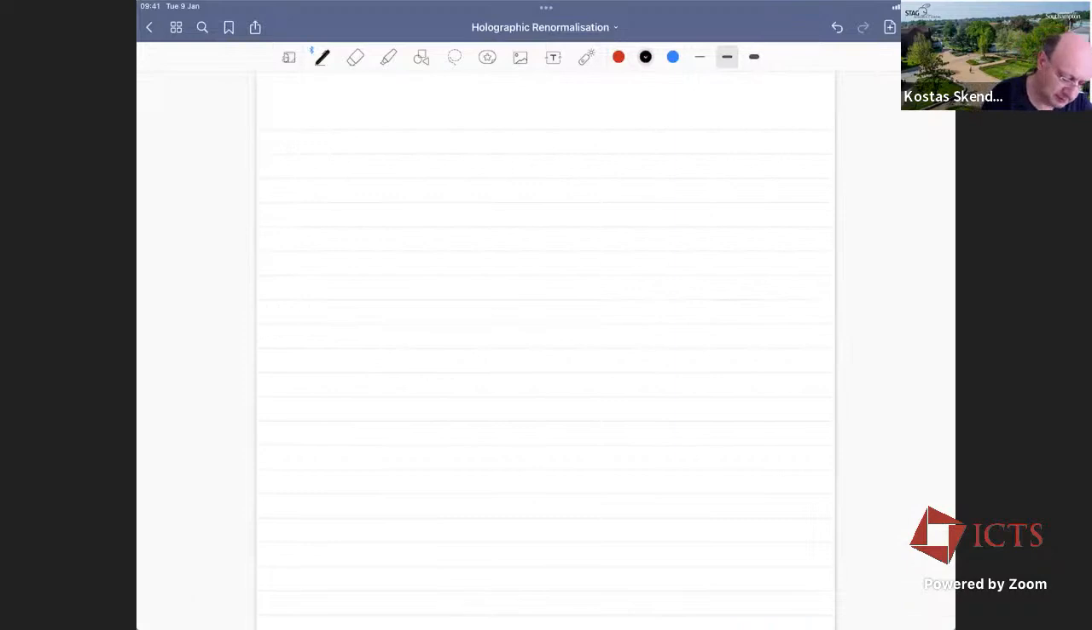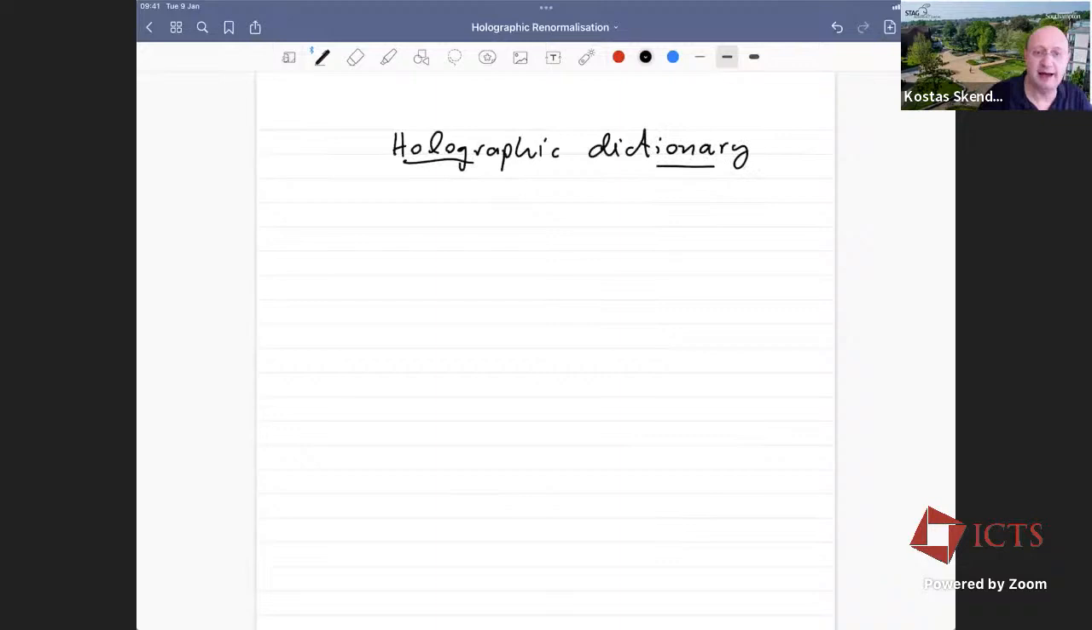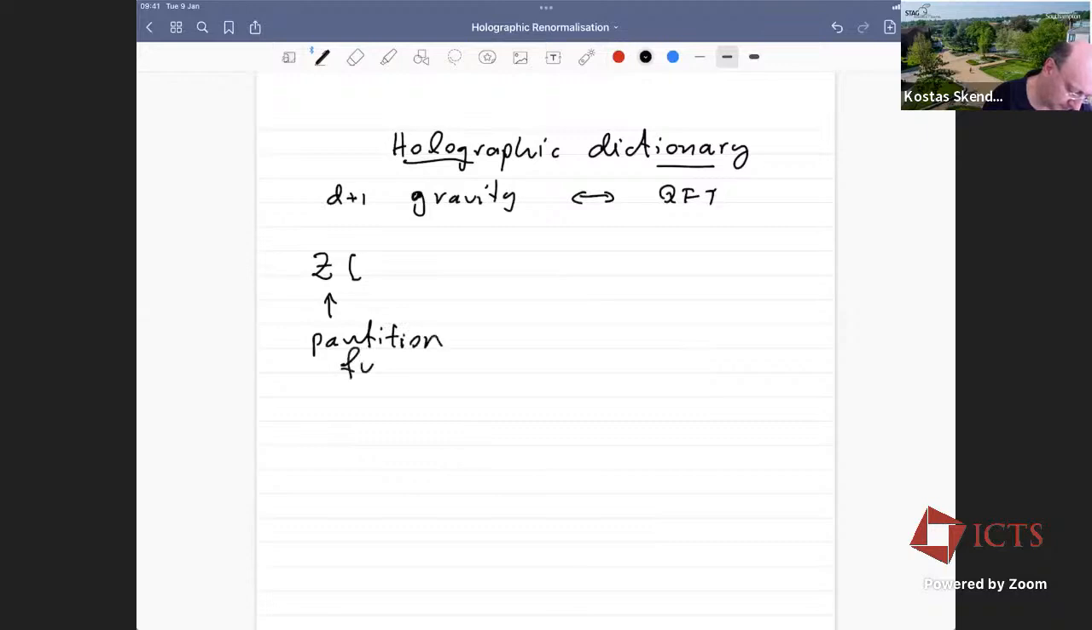So now we'll start setting up the holographic dictionary. I will start with the main postulate of holography, the holographic relation. So in holography, again, we have D+1 gravity on one side, and we have quantum field theory on the other, and they're meant to be equivalent. So the main formula is the following. We have the partition function of string theory in AdS on one side.